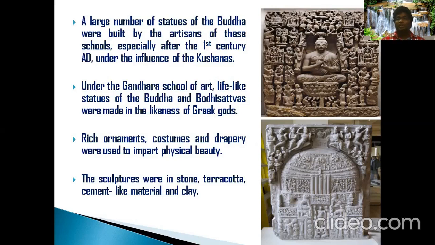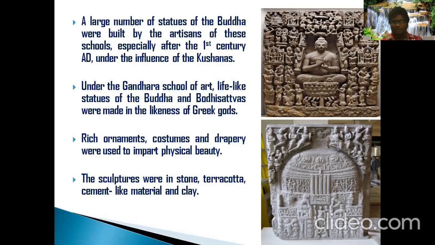So in order to make these types of idols, they use stones or what is that? Terracotta. Terracotta is nothing but a fried clay, and a cement-like material and clay. These are the materials that they actually use when it comes to the making of these statues in the style of Gandhara. So the speciality of the Gandhara school is this.